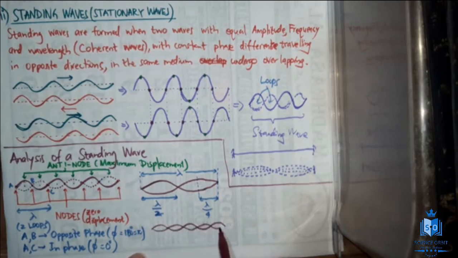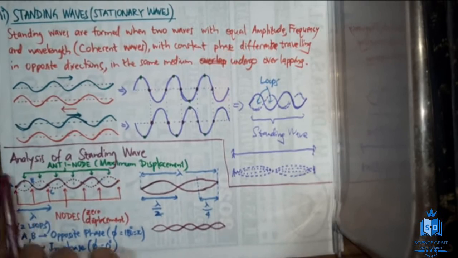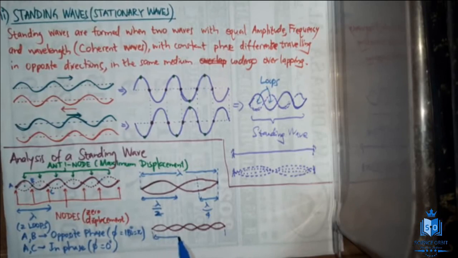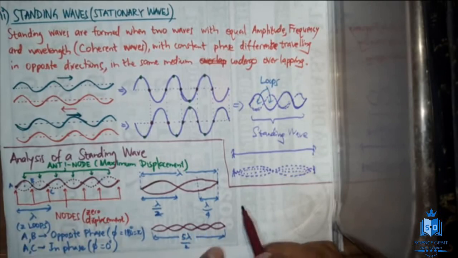Okay. How about this one now? It has 5 loops. If it has 5 loops, what is the wavelength? Lambda by 2, lambda by 2, lambda by 2, lambda by 2, lambda by 2, because one loop is lambda by 2. So, the total length is going to be 5 lambda by 2. Likewise, you should be able to identify the wavelengths, and I will make it a little more complex.